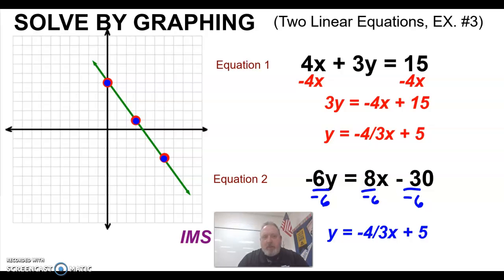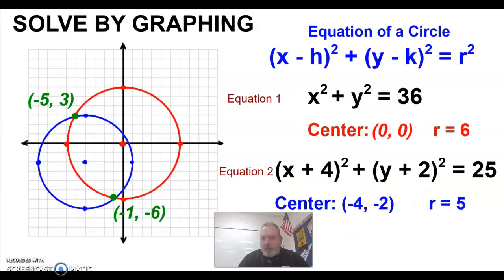Last two will be examples where you don't necessarily have two linear equations. Starting off here with two circles. So we saw this a little bit earlier in the year. It's been a few weeks, so you may have forgotten. Equation of a circle: h and k is the center point, and r is your radius.